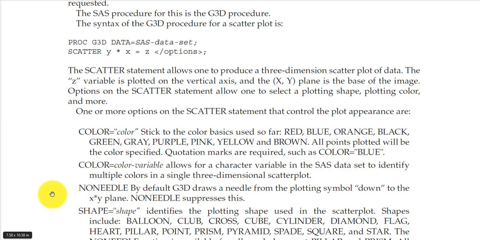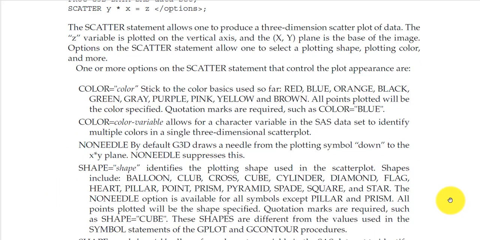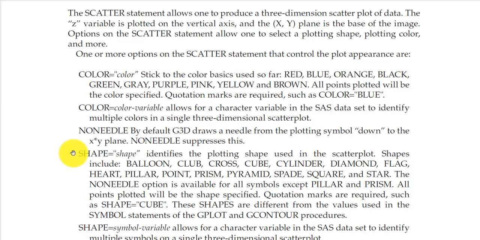By default, G3D generates a needle that draws down from the point in 3 space down to the XY plane. We can look at different shapes for plotting symbols, and this is different than I said it exactly. I said symbol. Shape is a three-dimensional item, and so these are different than the options we had for symbol. So I do need to be careful there. Again, you have to put that shape in quotation marks.